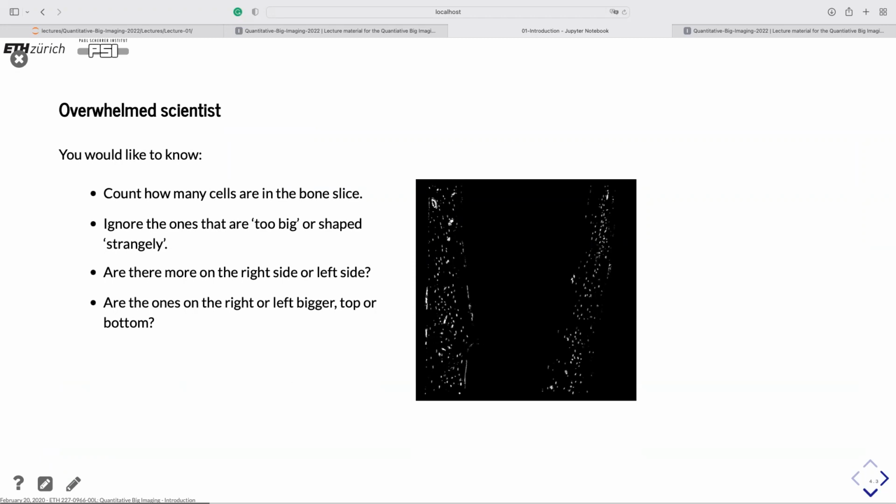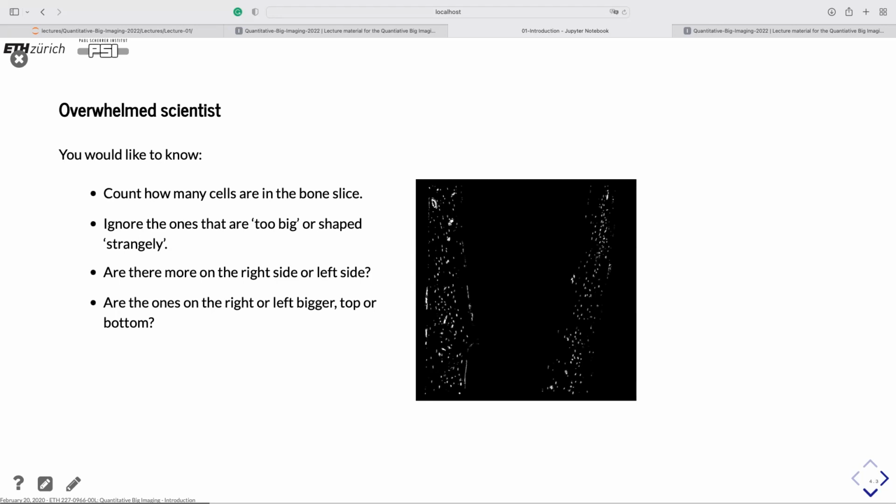They are too large, or they are shaped in a strange way, so they can't be a cell. And you have to decide which are cells and which are not. And then you want to know, are there more cells on the left side than on the right side? Or are the larger ones to the right, are they larger than the ones to the left, top or bottom? You want to make conclusions about how big they are and where they are.